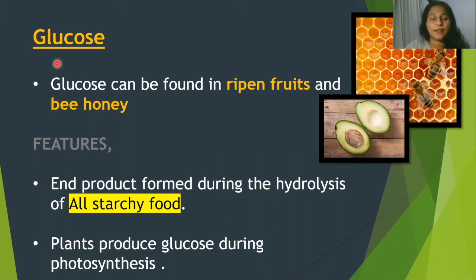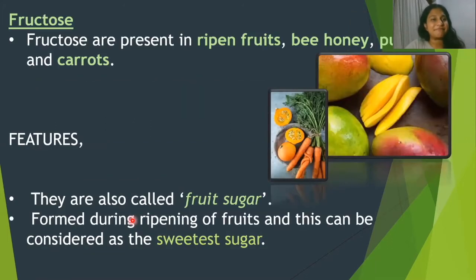Okay, so glucose. Glucose can be found in ripened fruits and bee honey. I have given you some pictures of bee honey and ripened fruits. The features are: it is the end product formed during hydrolysis of all starchy food, and plants produce glucose during photosynthesis. They are really important. You all have to memorize it. You all will know what starch is in the later part of the lesson, very soon.